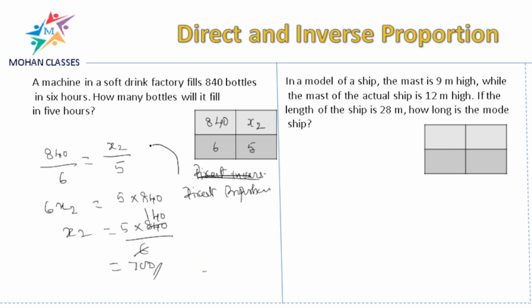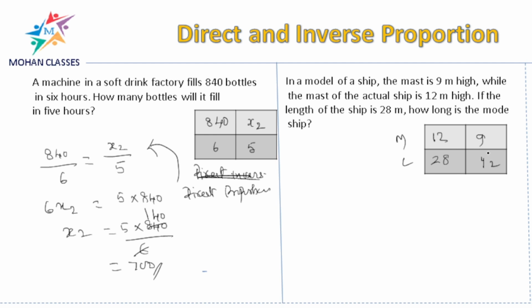Therefore, we are using it. Here, in a model of a ship, the mast is 9 meter high, while the mast of the actual ship is 12 meter high. If the length of the ship is 28 meters. So, actually, the mast of the actual ship is 12 meters and actually the length of the ship is 28 meters. It is mast, it is length. Now, suppose 9 meter means what is the mast we have to find out.